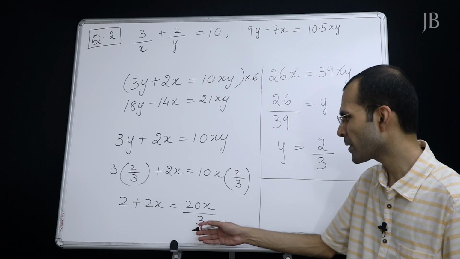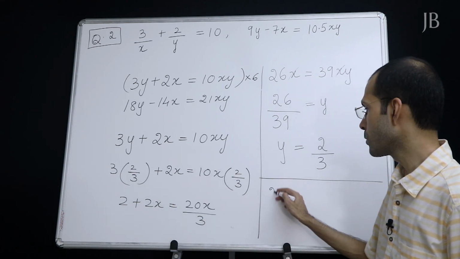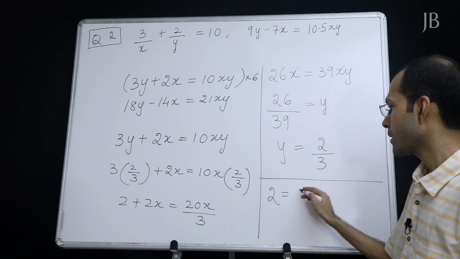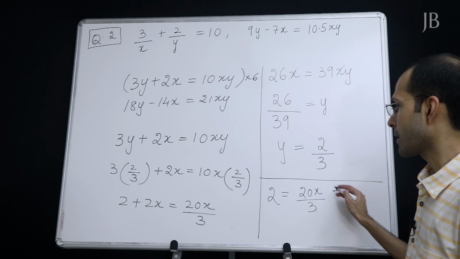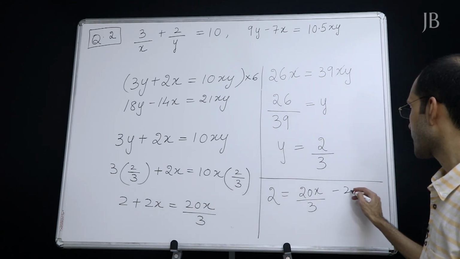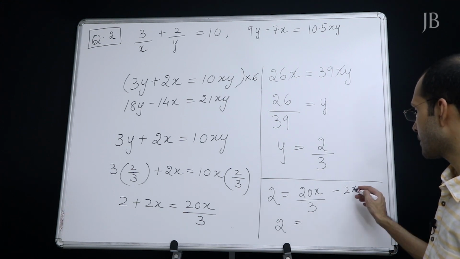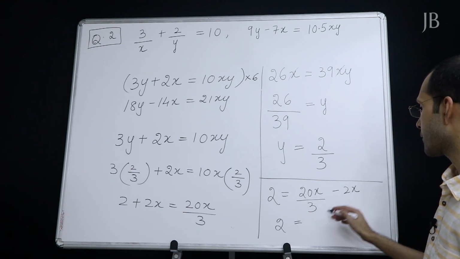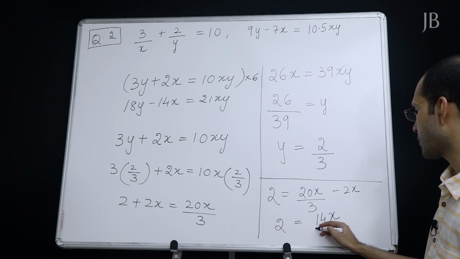Now it's a simple equation. Collect all the x terms on one side. So this is 2 and we are coming here now. This will be 20x upon 3 minus 2x. So 2 will equal, take LCM, 20x minus 14x, correct, no? 14x upon 3.